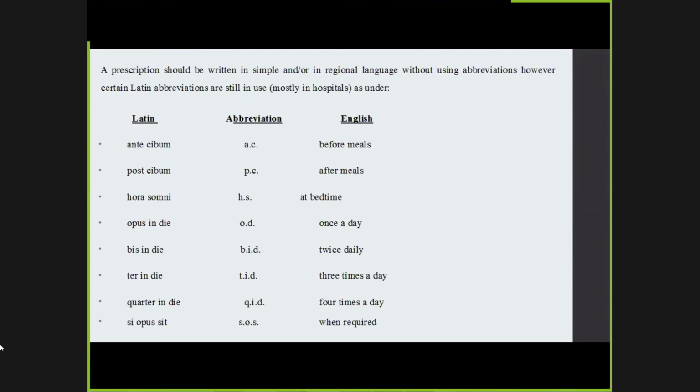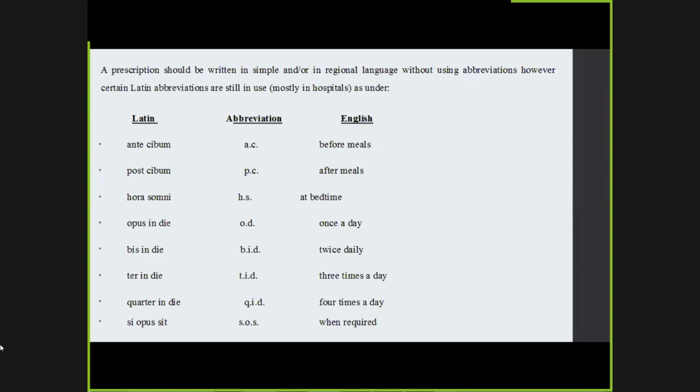The next thing which you're supposed to know is various abbreviations and what they mean. The prescription should be written in simple language or in regional language without using abbreviations, ideally. However, there are certain Latin abbreviations which are still in use, mostly in hospitals, and you should know them. First is ante cibum. So ante cibum, the abbreviation is AC. It implies before meals. Post cibum, the abbreviation is PC.